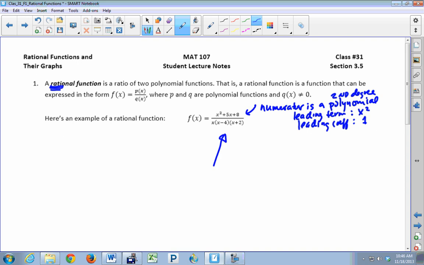What's the difference between the numerator and the denominator? Yeah, the denominator is in completely factored form, whereas your numerator is in standard polynomial form. Notice it's a bunch of terms, pluses on top. Sometimes you might have subtractions. So this is in standard polynomial form. Your denominator is in completely factored form.